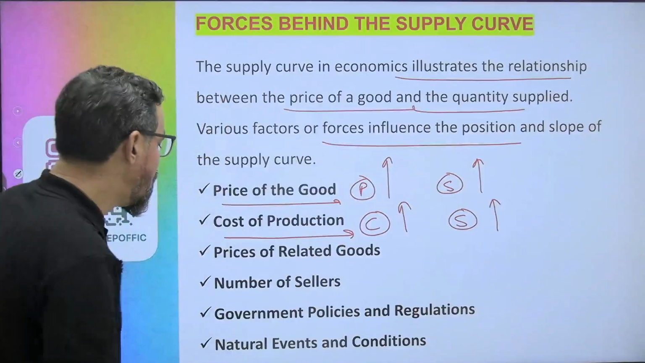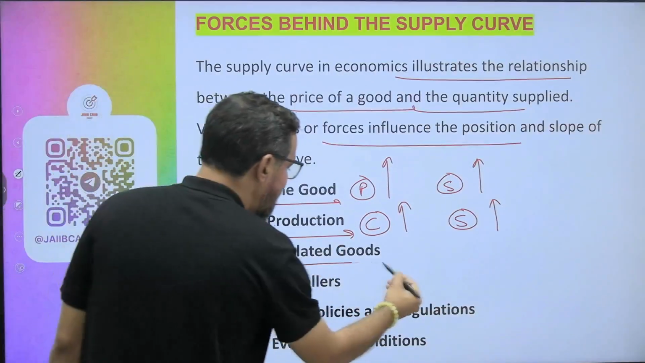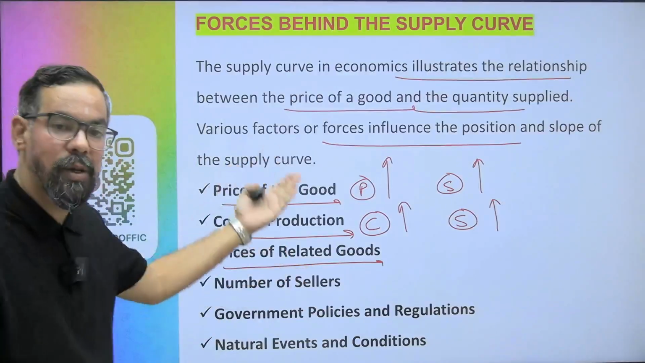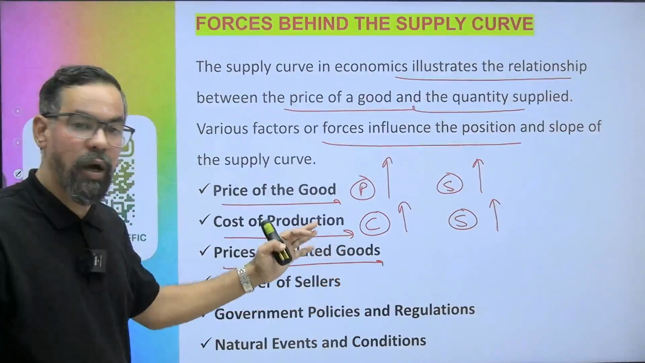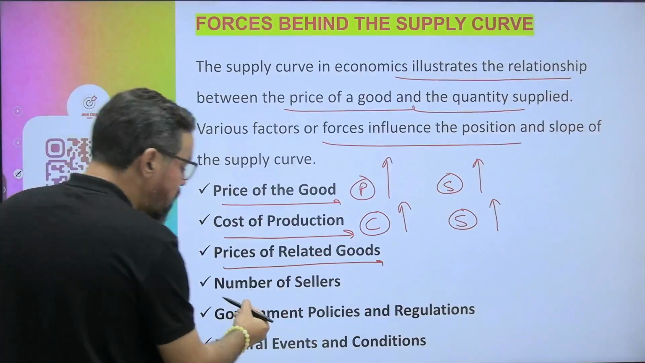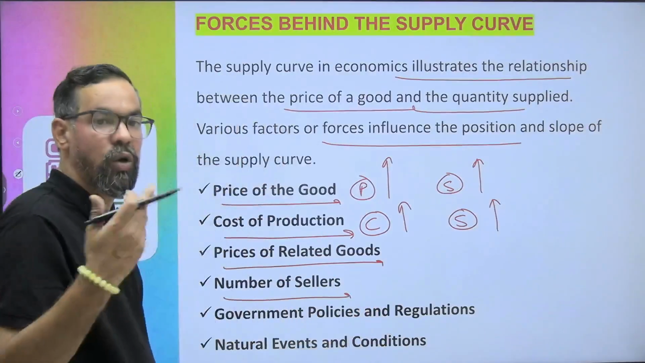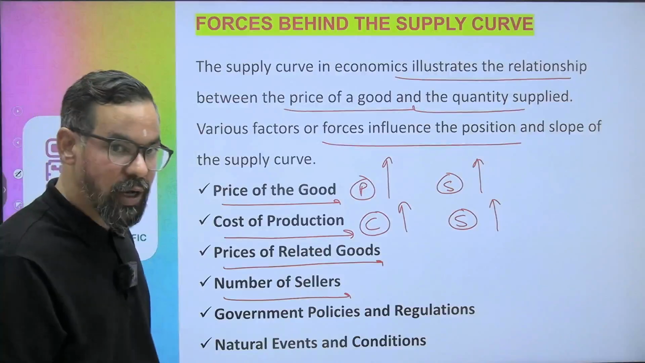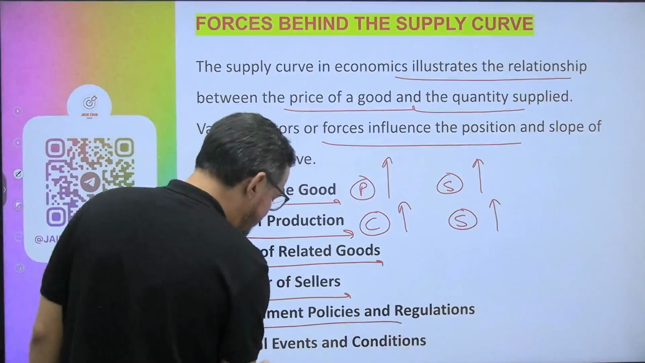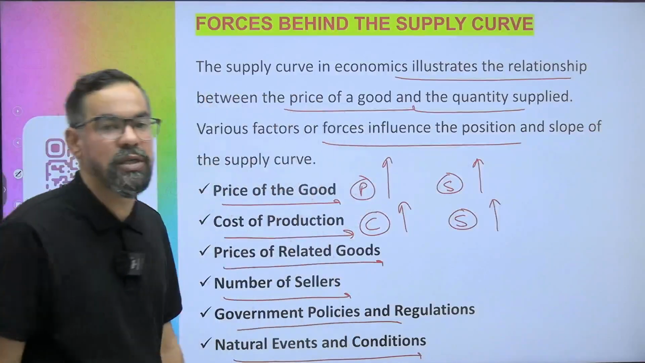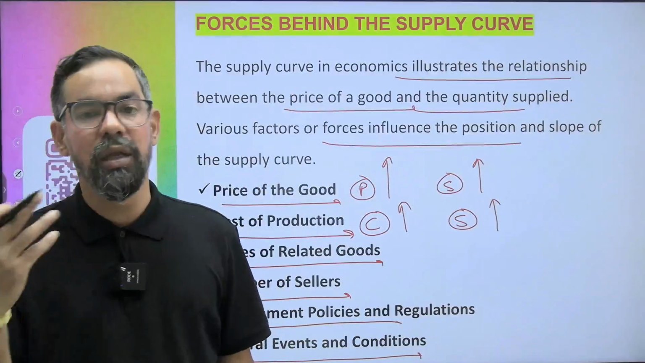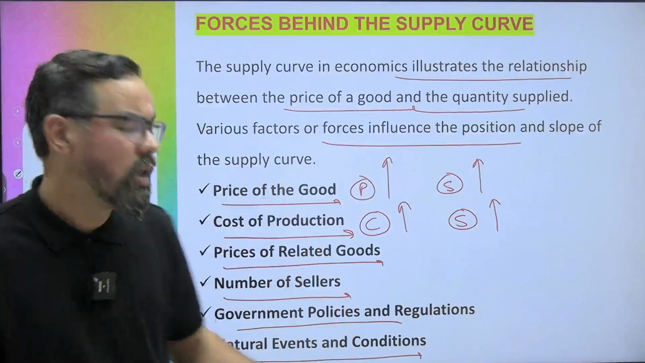Then the price of related goods also, so complementary as well as substitute goods. Number of sellers: if there are more sellers, the prices will come down. Then government policies and natural events and conditions, where people generally start storing things and so on; that is another one.